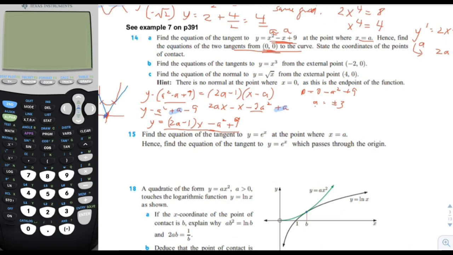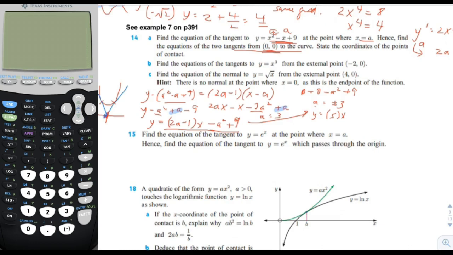So all we need to do now is to substitute the positive 3 and the negative 3 into this equation, in for a. So a equals positive 3 first. And so now we'll have y equals 2 times 3, which is 6, minus 1, 5x, and 3 squared is 9. We'd have minus 9 plus 9, and that's it.